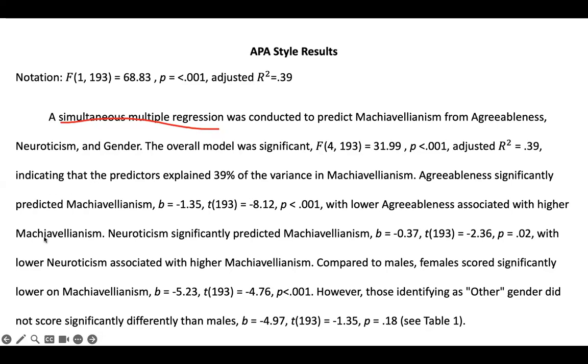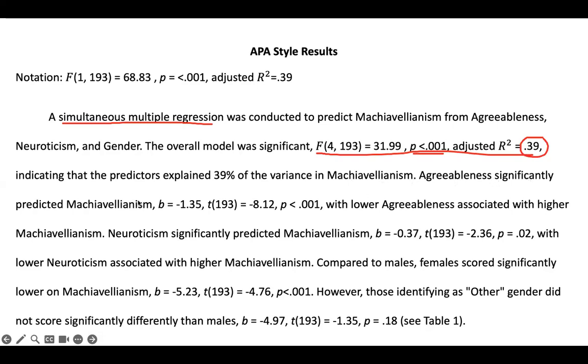That's an ugly line. I'm going to delete that. Let's try again. Simultaneous multiple regression was conducted to predict Machiavellianism from agreeableness, neuroticism, and gender. So we're just restating what the purpose of the test was. The overall model was significant. So this is where we have our overall model test. This tells us that the overall model was significant. We have our p-value right here, indicating that the predictors explained 39% of the variance. That's coming from this number. So we're saying that 39% of the variance in Machiavellianism is explained statistically by our predictors.